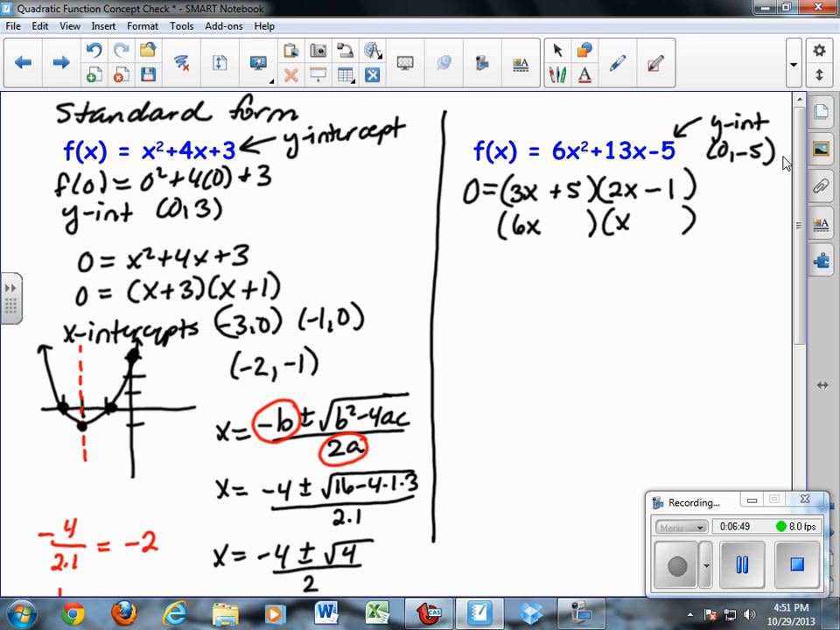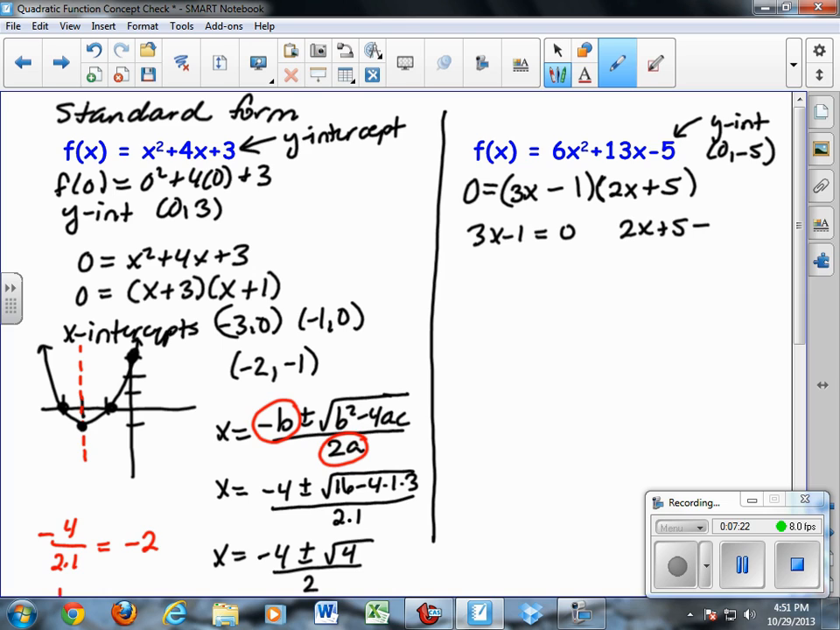So let's try minus 1 plus 5. This would give me 15x minus 2x. That gives me 13x. That's correct. So I don't need to try the 6x and the x, but that would have been another possibility. So I have found the factored form. Either 3x minus 1 has to equal 0, or 2x plus 5 has to equal 0.